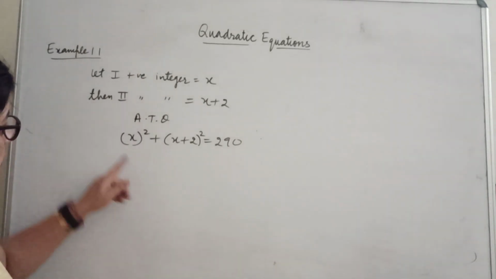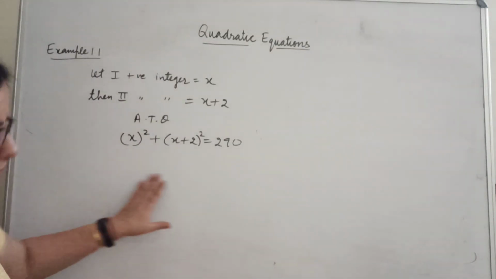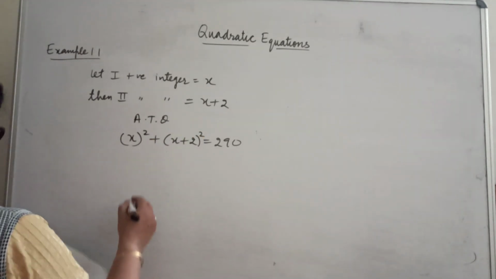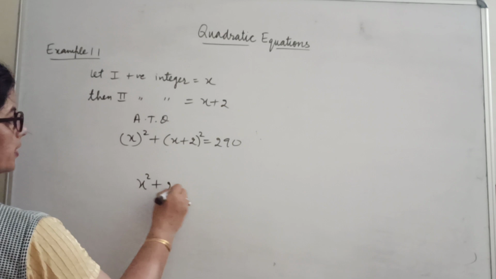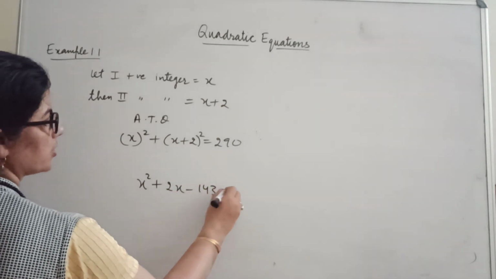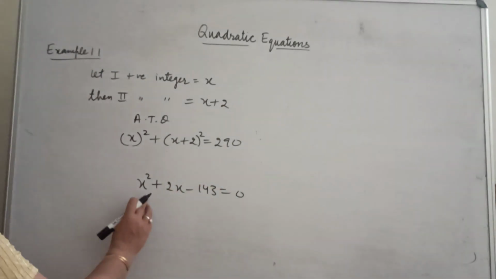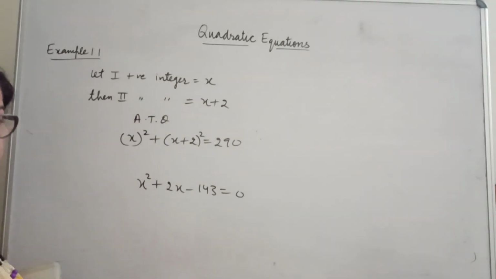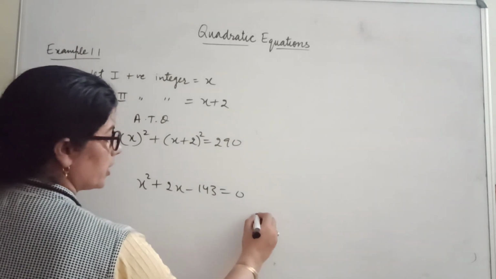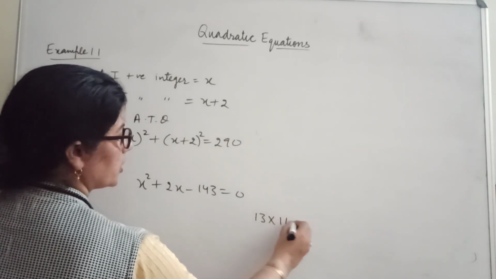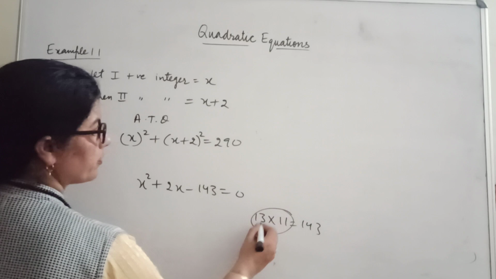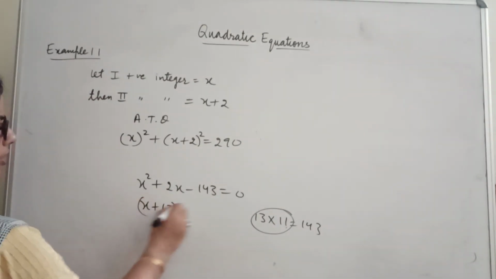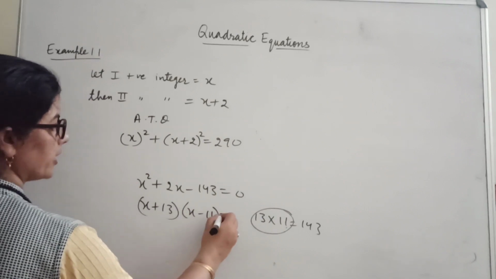Now you can do the next step. Open the square of this, and you will get a quadratic equation. We apply (a plus b) whole square here, and you will get the equation x square plus 2x minus 143 is equal to 0. Then you will factorize it either by the quadratic formula or by splitting the middle term. 13 times 11 is 143, and see, the gap between 13 and 11 is 2. So we will split the middle term: x plus 13, x minus 11.